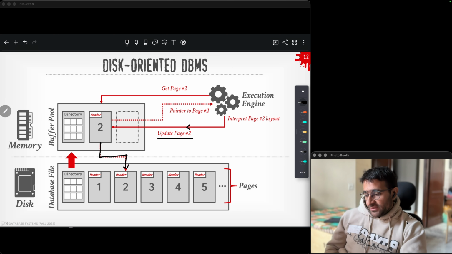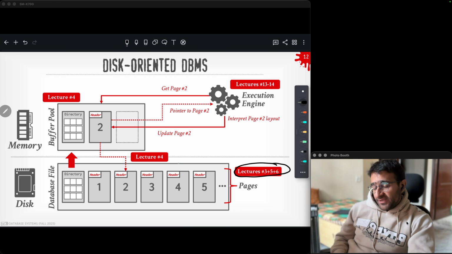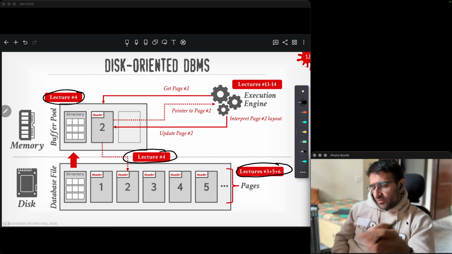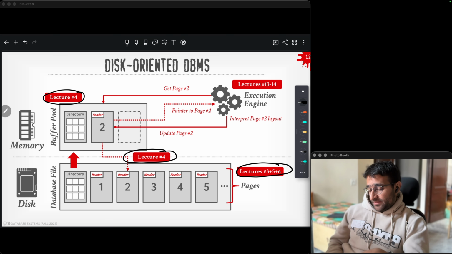And Andy has also told us that lectures 3, 5, and 6, the slides I'll be covering in the next part of this series, will be talking about how a database file is laid out and, at a lower level, how database files actually look. In lecture 4 we'll also be covering the buffer pool. These are basic outlines of what lecture will cover what.